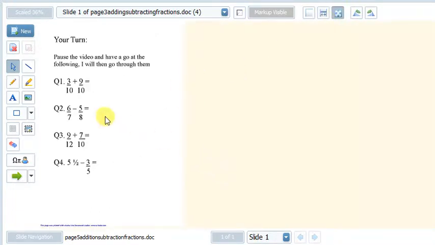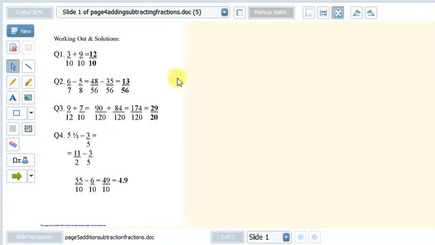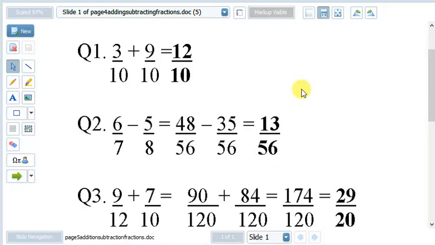Okay, so question 1. And what we've got here is 3 tenths plus 9 tenths. So because we've got a common denominator here, we don't need to work out any equivalent fractions. So 3 plus 9 is 12, and then the 10 goes there.